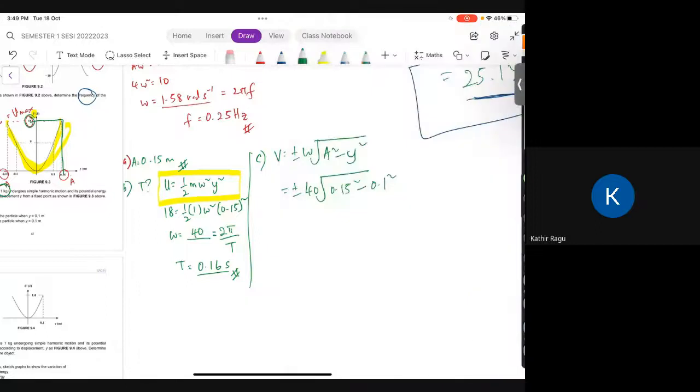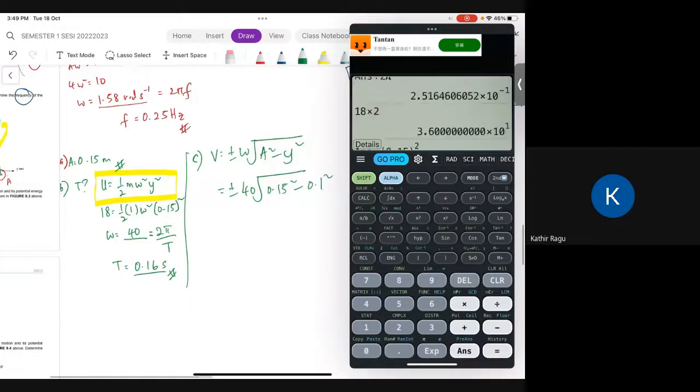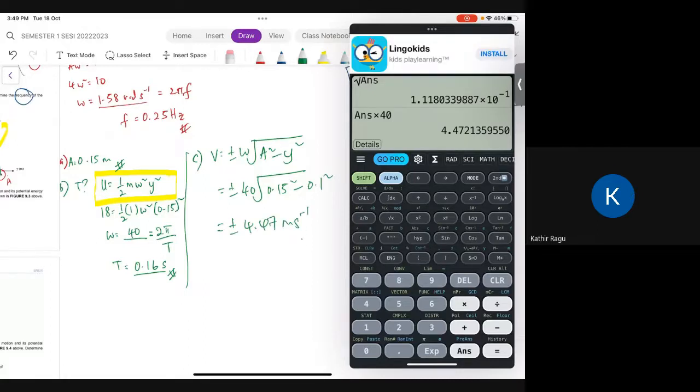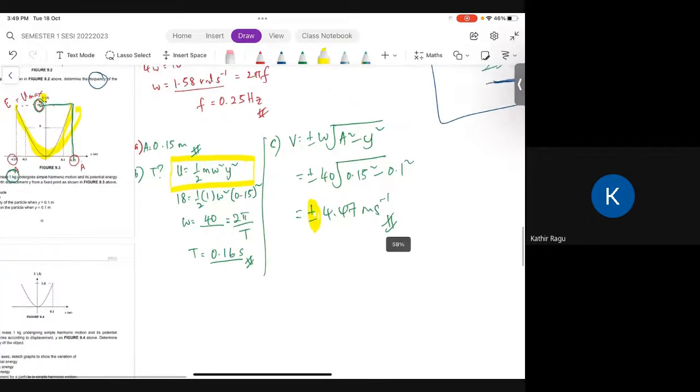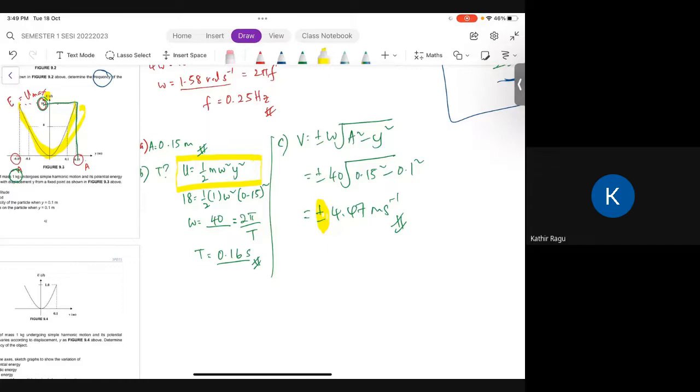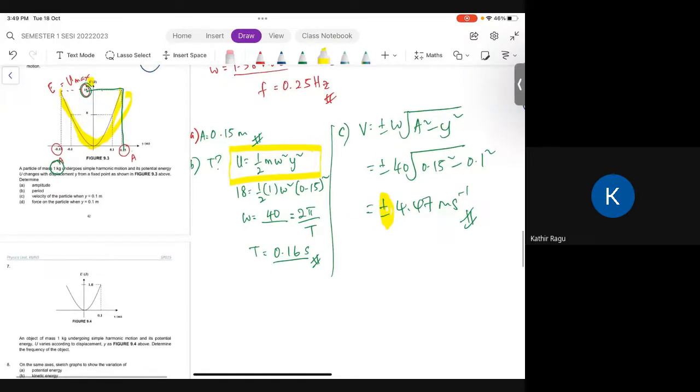Okay, so 0.15 squared kan, squared minus 0.1 squared. Square root answer times 40. So your answer will be plus minus 4.47 ms^-1. Please letak je plus minus. Kenapa kena letak plus minus? Because we don't know dia bergerak ke mana sekarang ni. Dia gerak ke kanan ke kiri, sebenarnya dia bergerak ke kanan lah ni. Kalau sebab Y positif kan. Tapi biar je your answer. Kenapa ada positif negatif? Because pendulum tu kan gerak dua arah. To the right and to the left. So just leave your answer in plus minus.